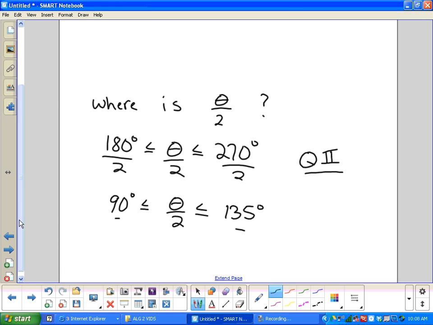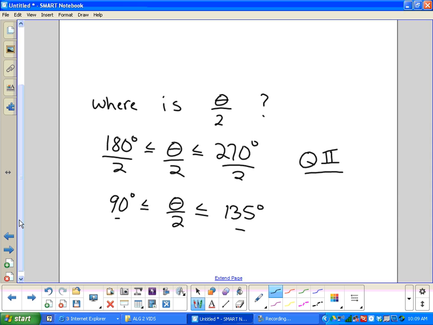Almost. You'd think that, wouldn't you? All right, but watch the next one. Now, here's the nice one. If the angle's in quadrant 1, then the half angle's in quadrant 1. Okay? Because if I have something positive, does it turn negative? No, it stays positive. So if the angle's in quadrant 1, the half angle's in quadrant 1.